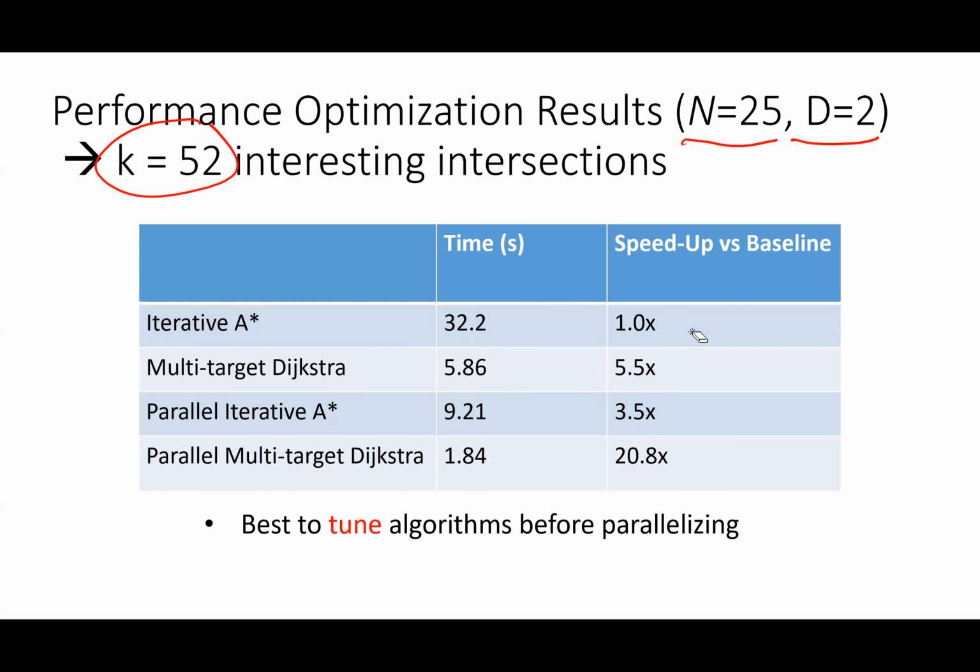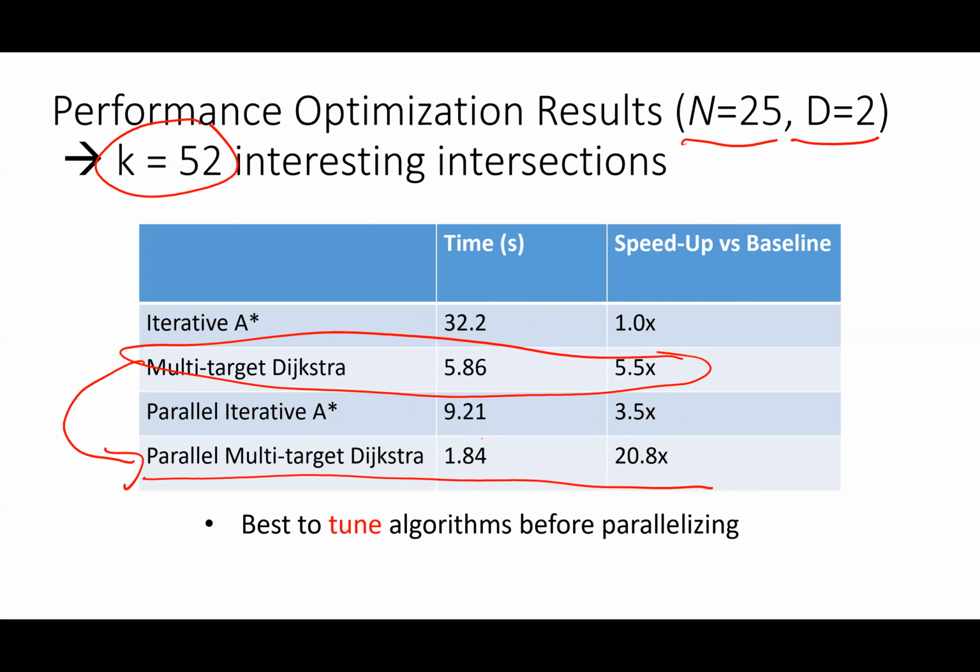And then the last row here is, what if I do both? I use my better algorithm, multi-target Dijkstra, but I make it parallel. And if I do that, I get the runtime all the way down to 1.8 seconds. It's about a 20x speedup.